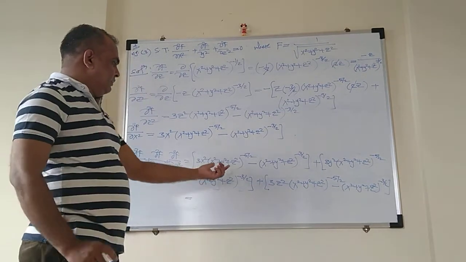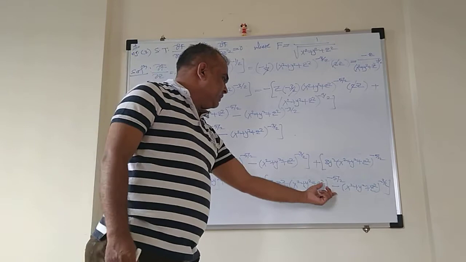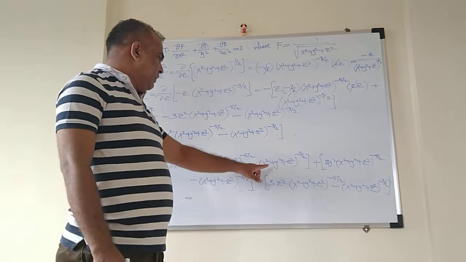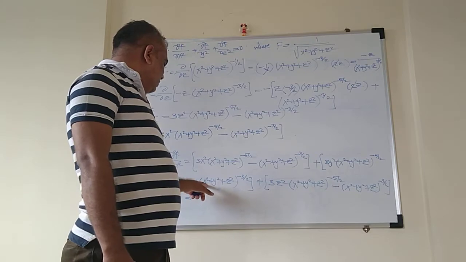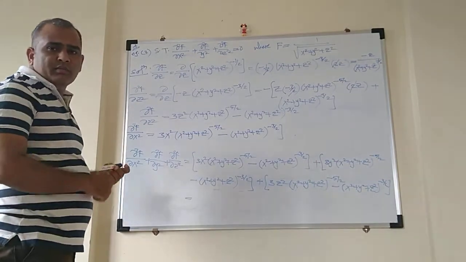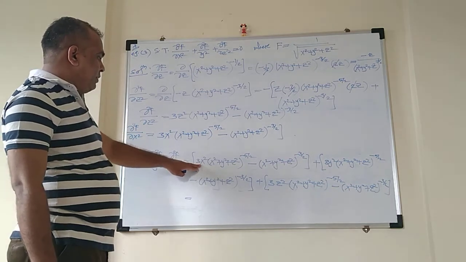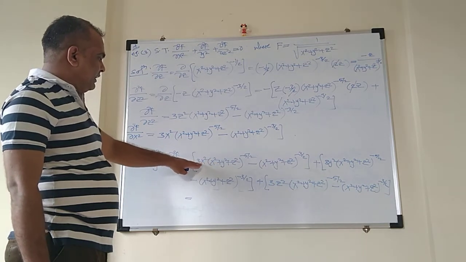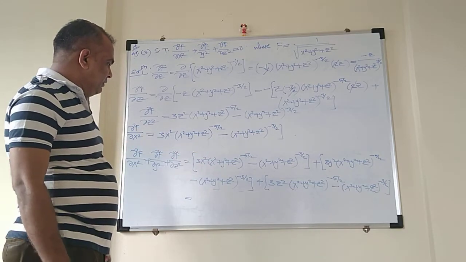Now see, we have 3 square brackets. First square bracket, this is the second square bracket, and third square bracket. Now in each square bracket we have the second term as common, minus (x square plus y square plus z square) raised to power minus 3 by 2, minus (x square plus y square plus z square) raised to power minus 3 by 2, and minus (x square plus y square plus z square) raised to power minus 3 by 2. And the first term is also common, (x square plus y square plus z square) raised to power minus 5 by 2 is common, and you can take out this common and you will get 3 times x square plus 3 times y square plus 3 times z square.